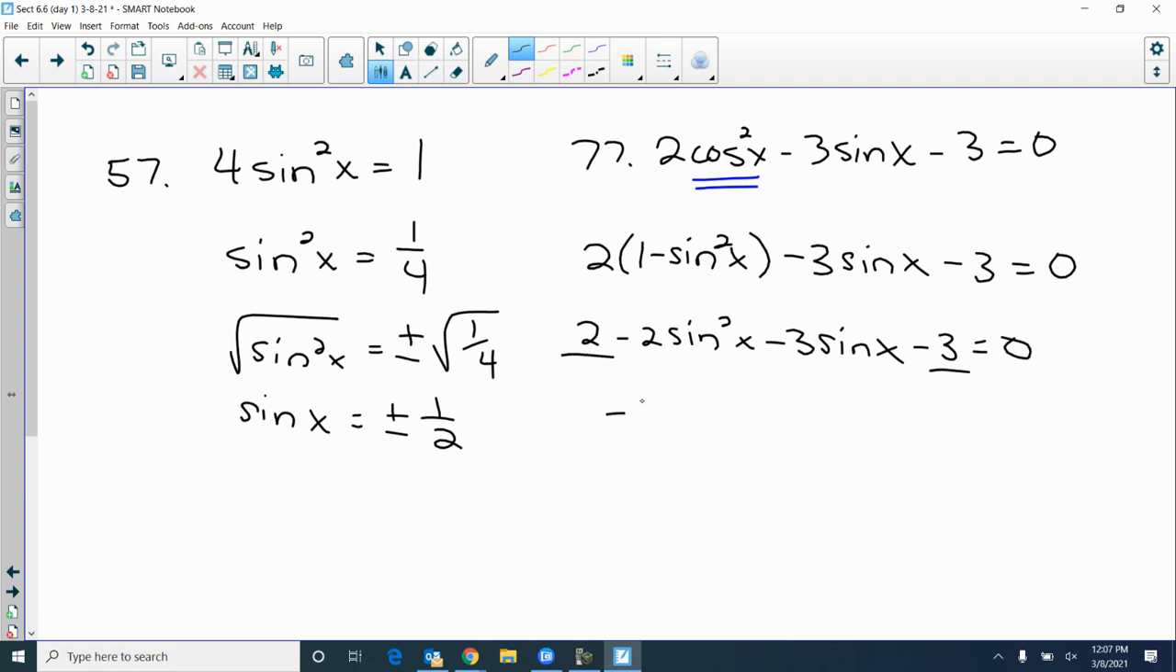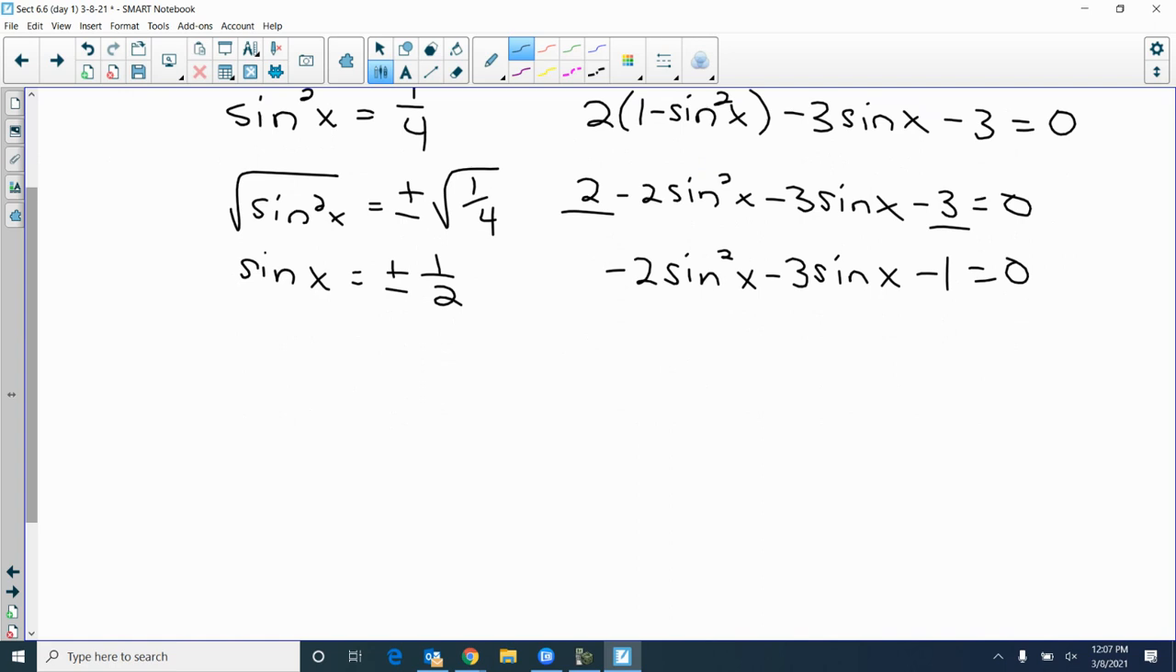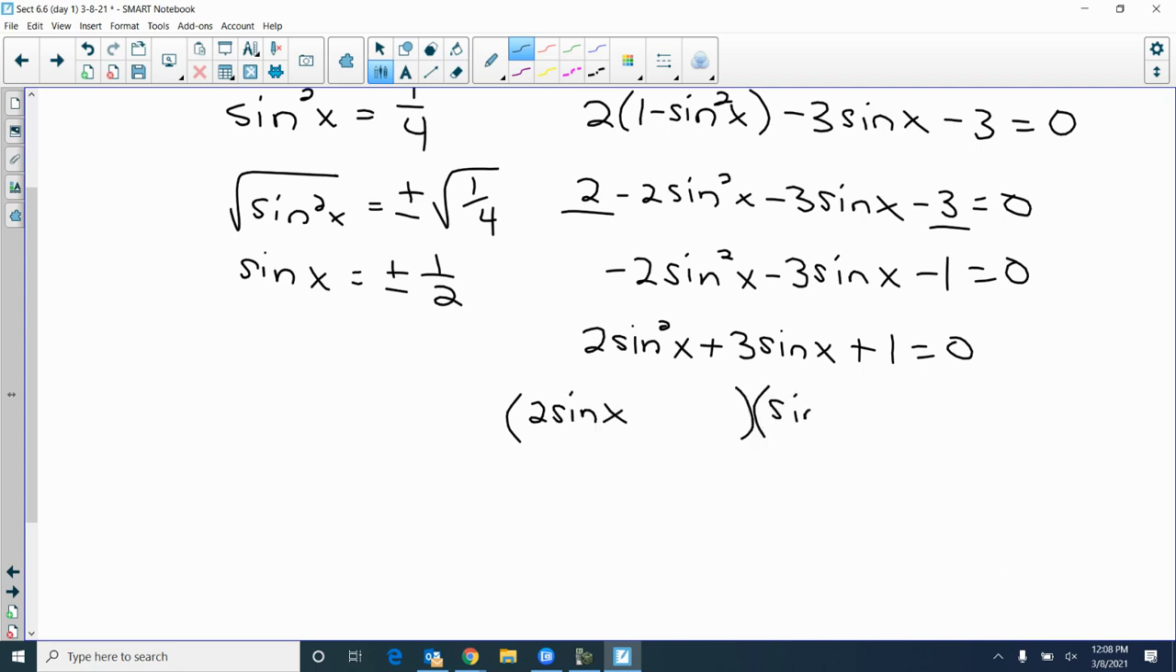2 minus 3 gives me negative 1. And since I explained last week, I like to have my first term positive, so I would move everything to the other side or divide by negative 1. I get 2 sine squared x plus 3 sine of x plus 1 equals 0. And then factor that. And I believe they're both plus 1 plus 1. All right, once you get to there, hopefully you can set them both equal to 0, finish them from there.